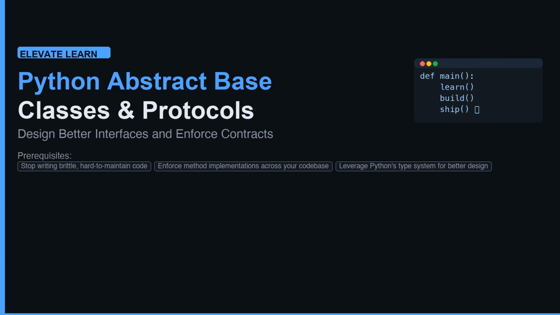In this tutorial, we're diving into two powerful Python features that professional developers use every single day: abstract base classes and protocols. If you've ever found yourself wishing you could force subclasses to implement certain methods, or you've struggled to define flexible interfaces that work across your project, this is exactly what you need. By the end of this video, you'll understand how to write cleaner, more maintainable code that scales beautifully.